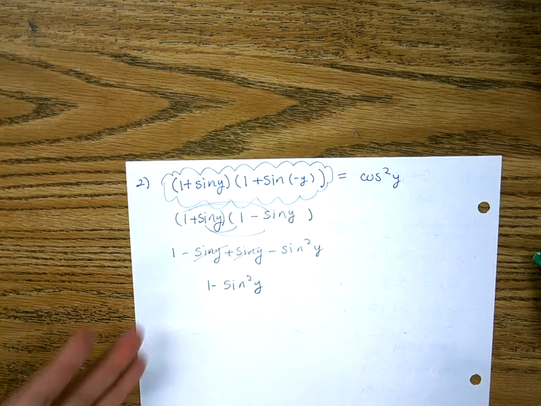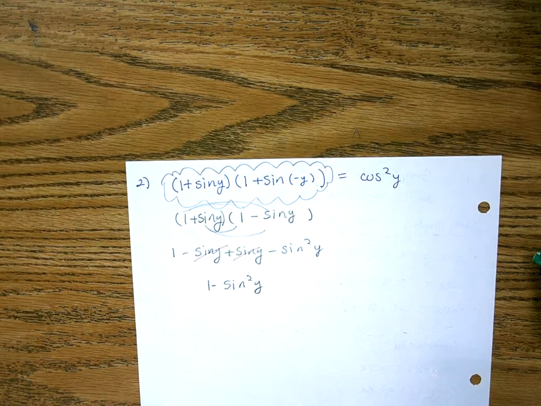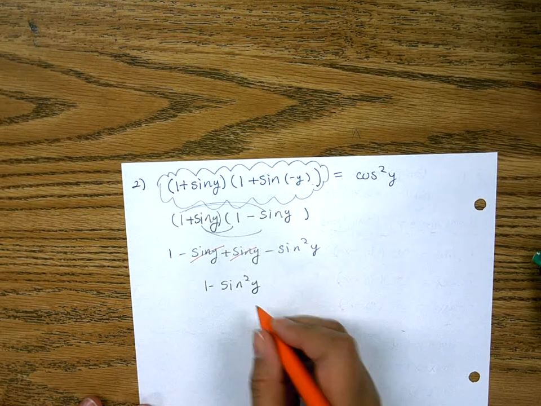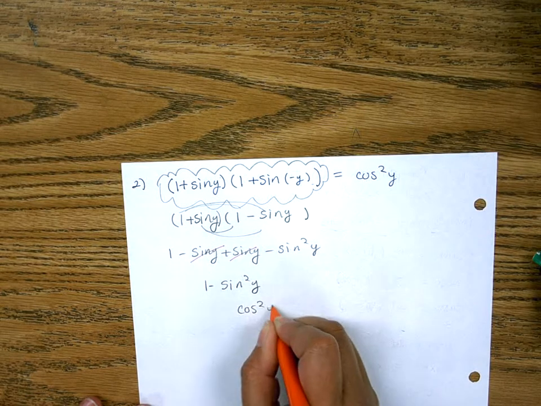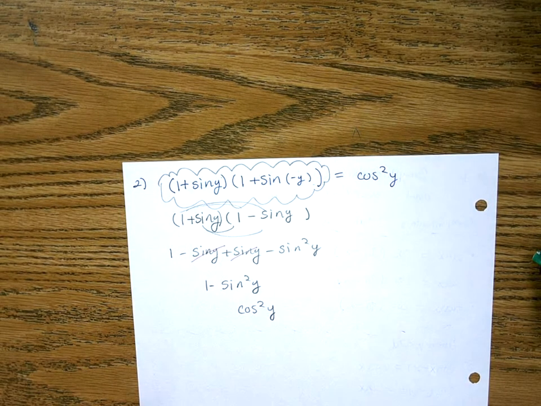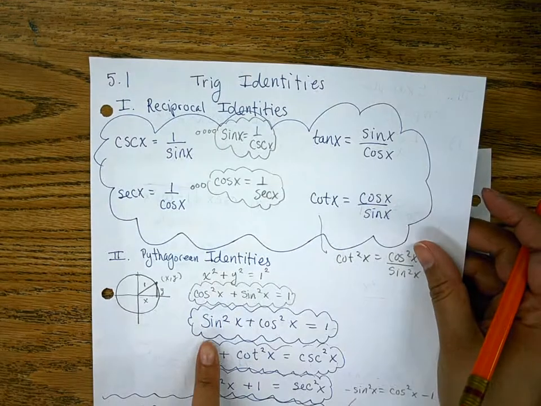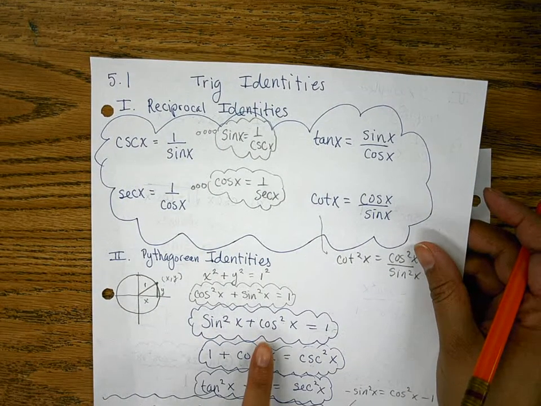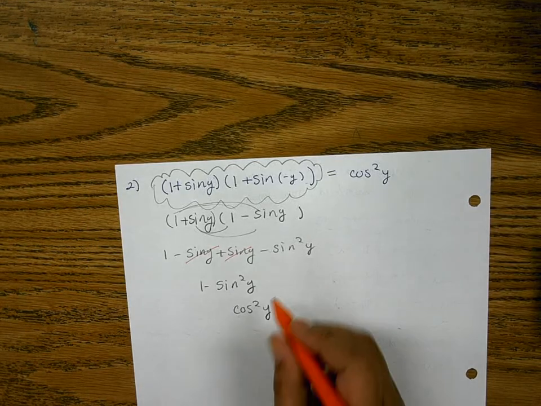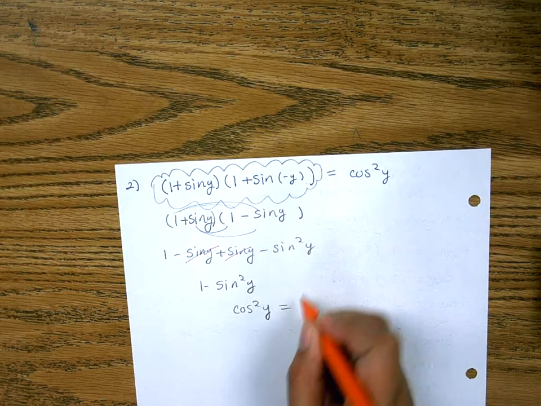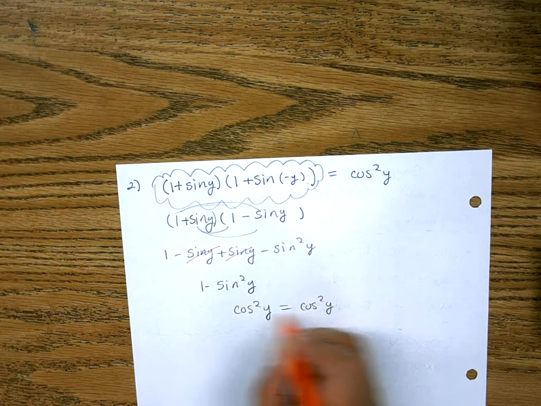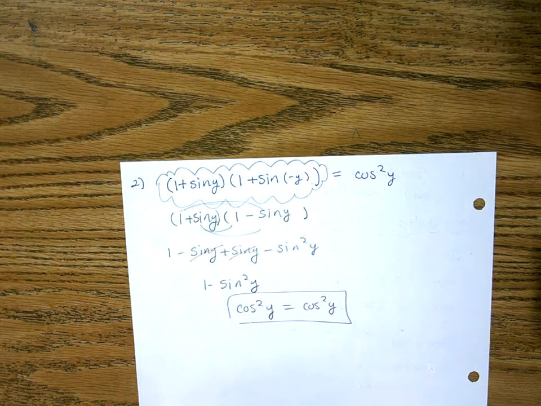Okay, now I have 1 minus sine squared. Now I can use my identity. It is cosine squared. Why? Because of our first one, 1 minus sine squared equals cosine squared. So cosine squared y equals cosine squared y. And we are happy.